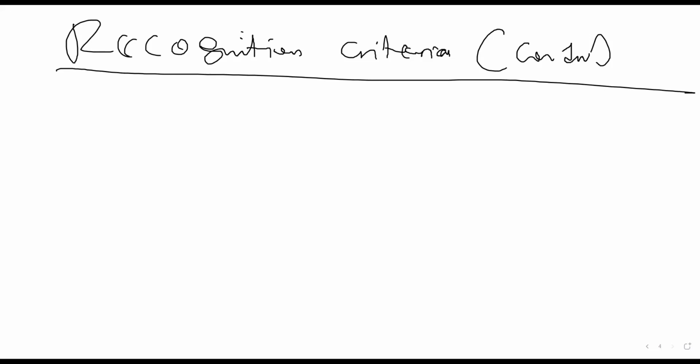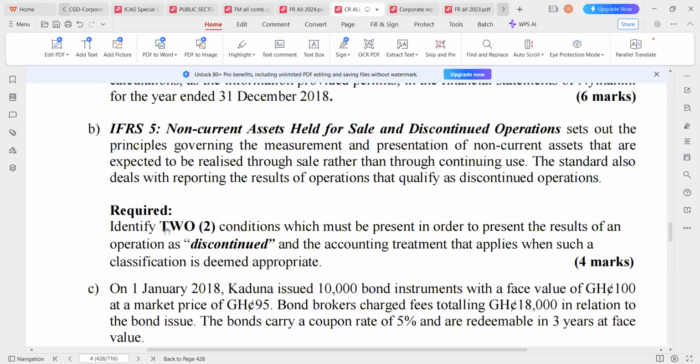So you see, you can never go beyond this. So look at it here. Identify two conditions which must be present in order to present the results of an operation as discontinued. Number two, the accounting treatment that applies. The examiner is asking for the recognition criteria.